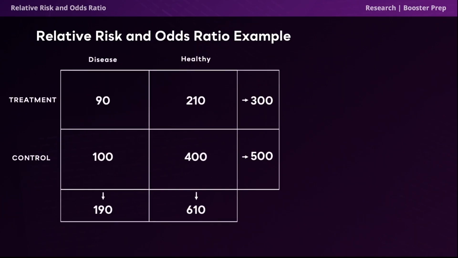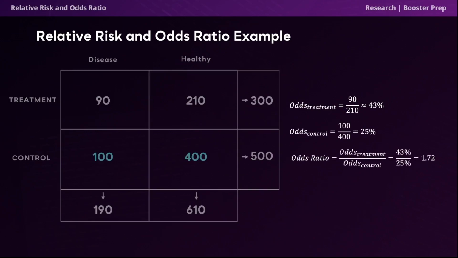Let's do the exact same thing, this time for odds ratio. The odds of our treatment group is 43%, while the odds of our control group is 25%. The disease odds ratio is 1.72, which means that the odds of disease among the exposed is 1.72 times greater than the odds of the disease among the unexposed.